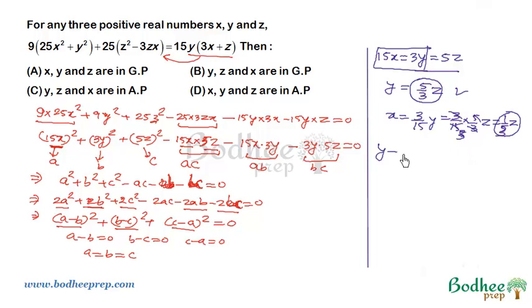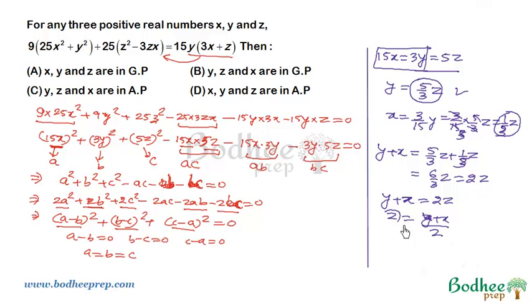Or I can say that y plus x, if I add, it will be 5 by 3 z plus 1 by 3 times z, or equal to 6 by 3 times z, or 2 times z, right? So effectively we can see that x plus y is equal to 2z, or z is (y plus x) by 2. So z is the arithmetic mean of y and x. Hence, I can say that y, z and x should be in arithmetic progression, which is option C.